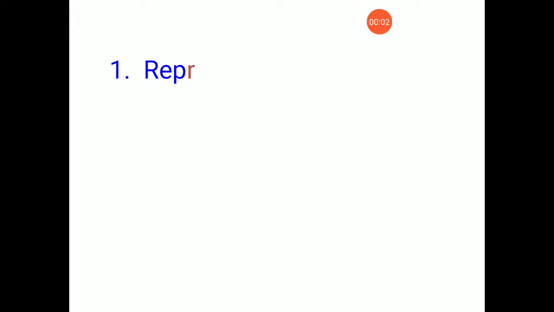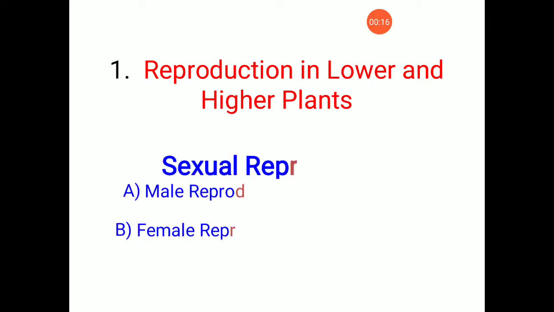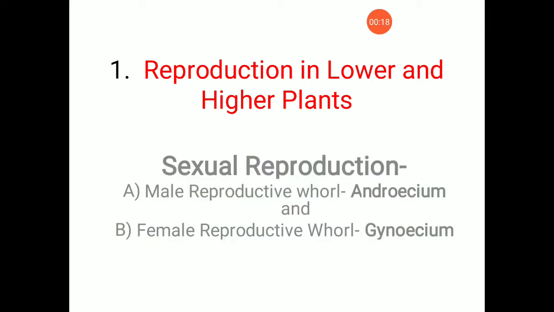Hello friends, first chapter is reproduction in lower and higher plants. In the last lecture, you are aware about asexual and sexual reproduction. Here we will discuss in detail about female reproductive whorl, that is gynoecium.